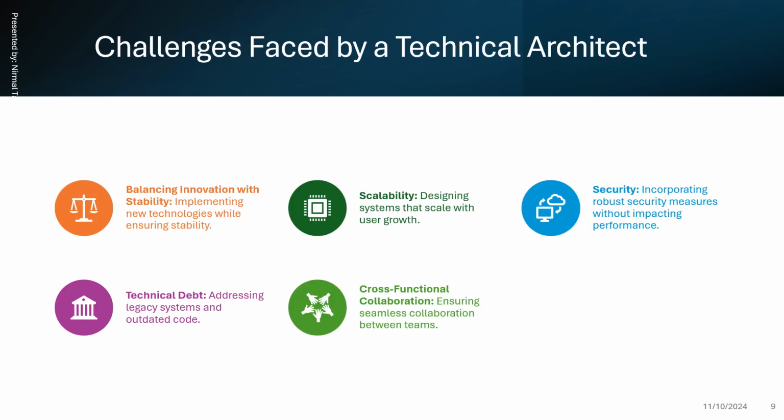The role of a technical architect is not without challenges. Balancing innovation with stability is often difficult, as new technologies need to be implemented without compromising the system. Designing for scalability can also be complex, as the system must accommodate future growth. Security is a top priority as well, and technical debt in legacy systems can be challenging to manage. Finally, working with cross-functional teams requires consistent collaboration and communication.